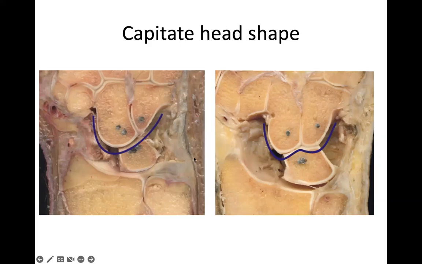And this may influence your decision to do the PRC as well, because on the left you can see it's a nice round capitate head, and that'll probably fit fairly nicely into this lunate fossa. Whereas in the type 2, sometimes you get this sort of pointed capitate head, and that probably won't fit that well into the lunate fossa. So in this case, you may prefer to do a midcarpal fusion if you have the choice.